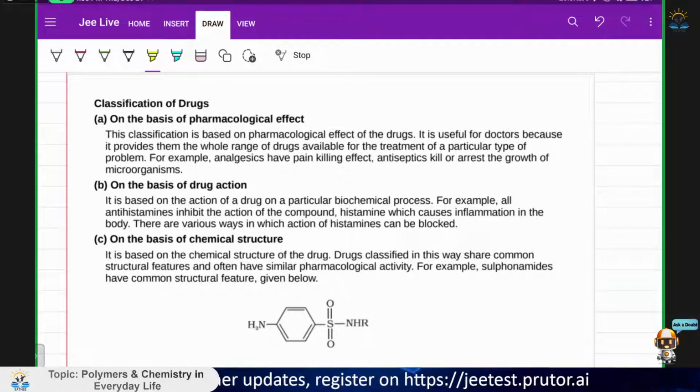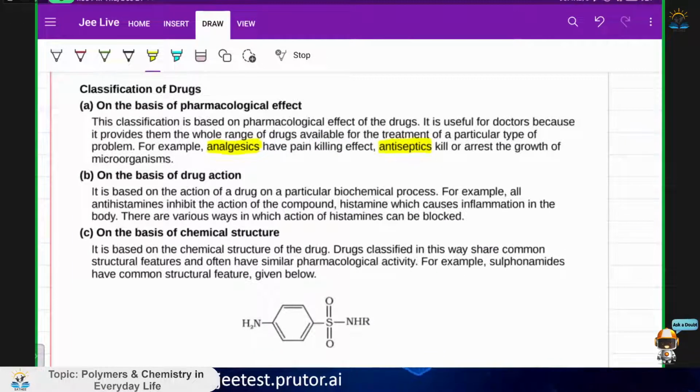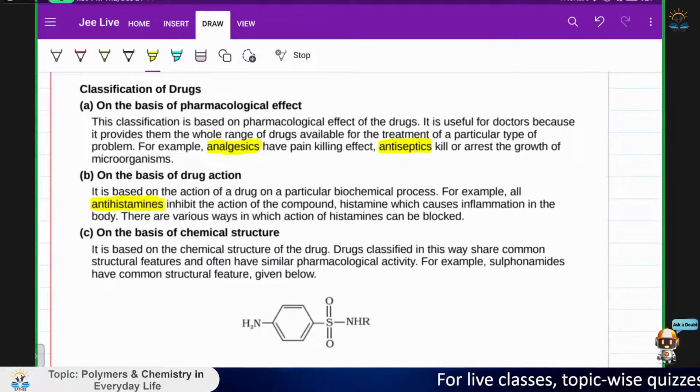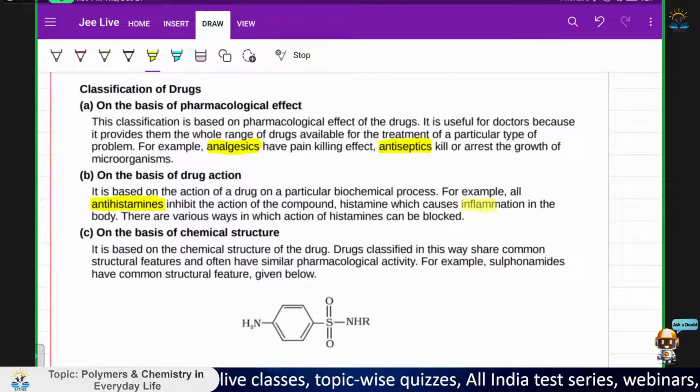According to the use of the drug, we classify drugs such as analgesics, which have a pain-killing effect, and antibiotics, which kill microbes or arrest the growth of microbes. On the basis of drug action, it is based on the action of a drug on a particular biochemical process. So according to the action of the drug, we can classify drugs. For example, antihistamines. They inhibit prostaglandins, which are mediators for inflammation. So indirectly, they are anti-inflammatory drugs.